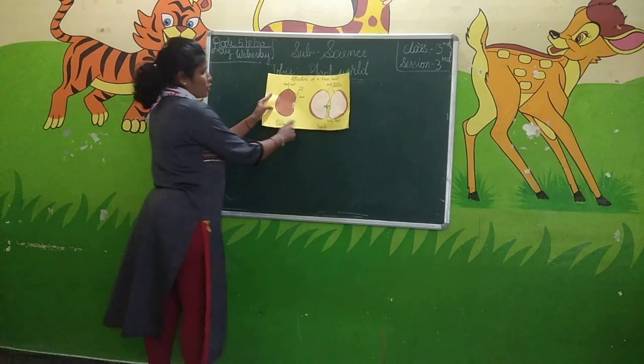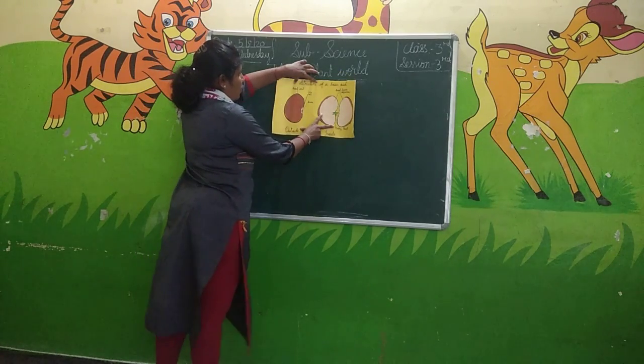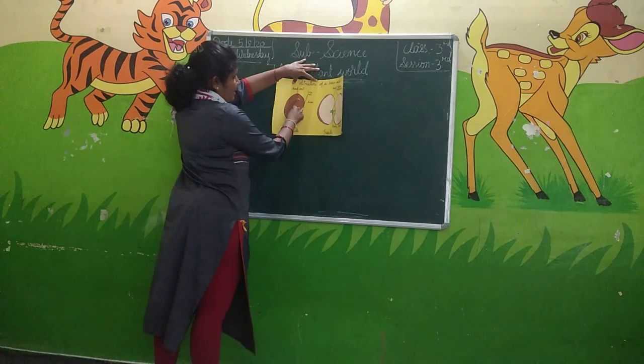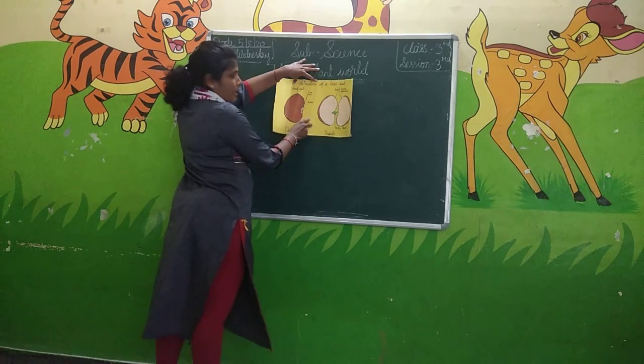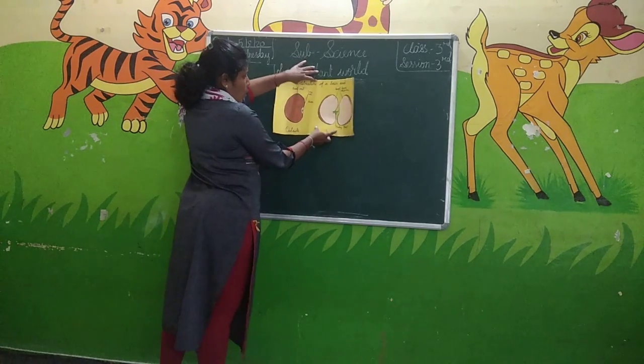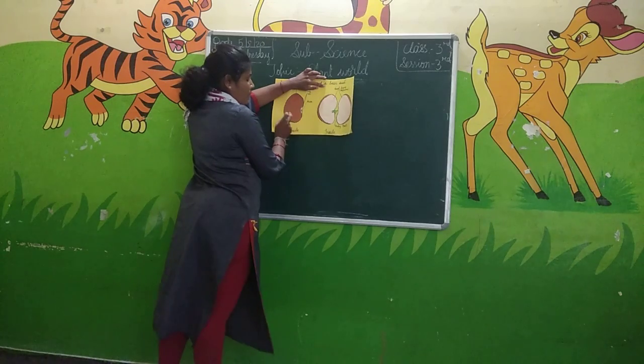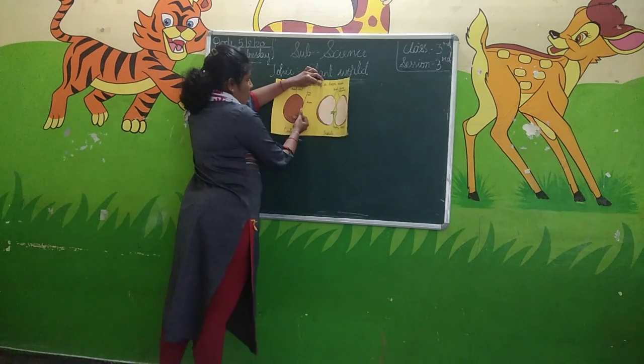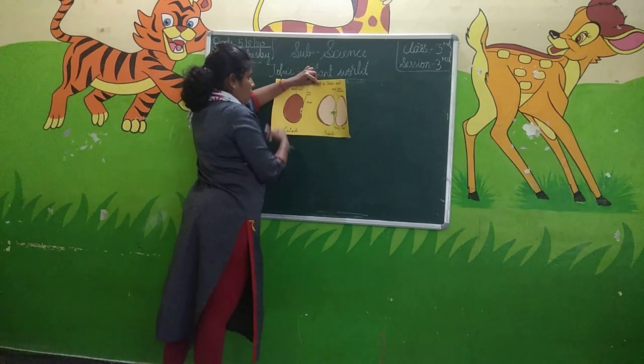This is the structure of a seed. The outer layer of the seed has a coating, which is called the seed coat. The seed cannot be broken very easily because of that very hard coat.